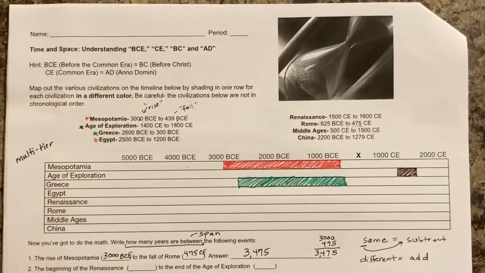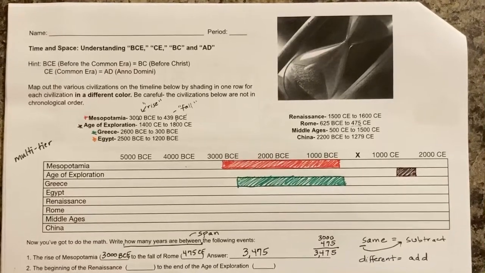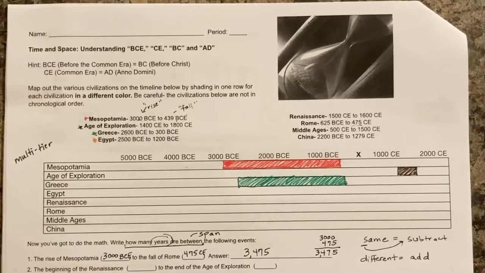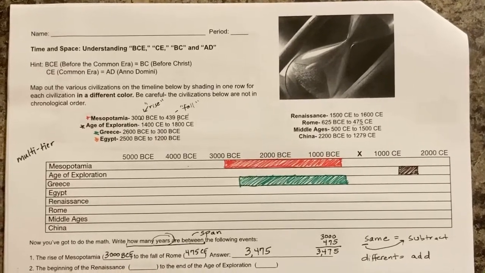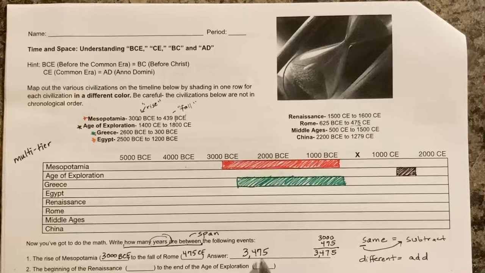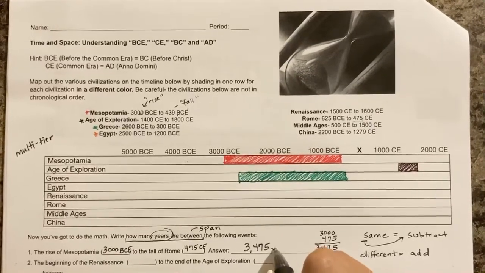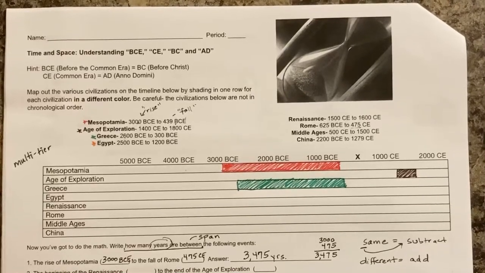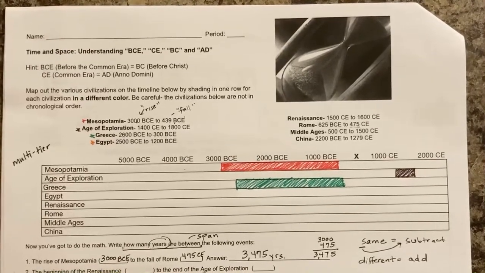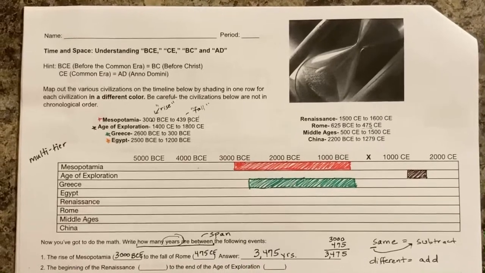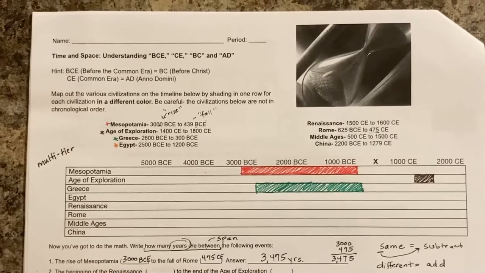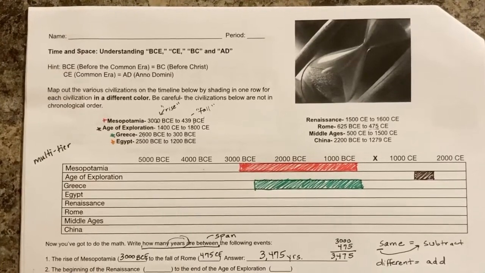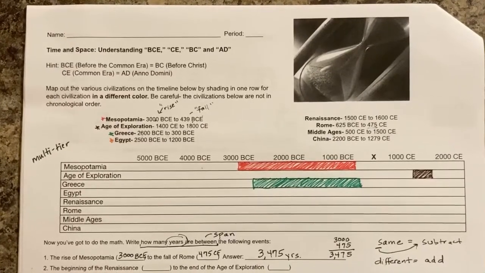So it's 3,475. And remember from yesterday, what is the unit that we're talking about? It asks how many years are between those two events. So my answer would be 3,475 years. I don't mind if you use the abbreviation. So you are going to continue on for numbers 2 through 7 and finding how many years have passed between two events that it gives you. That's the end of the first page.